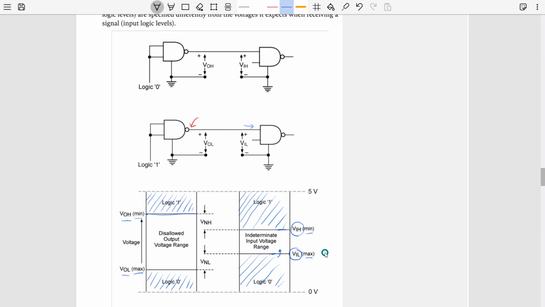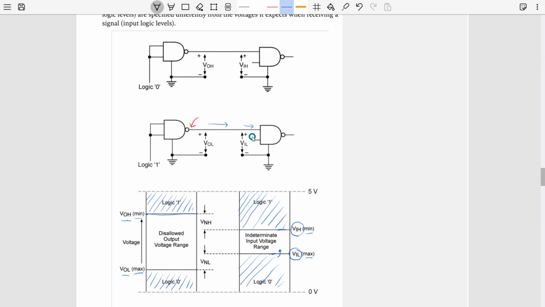Okay, so if we understand this much, the idea of logic levels, which is defined separately both for the output and input for a specific logic family, now we can talk about noise margin. This is another advantage of using this concept of logic level. So what is noise margin? The idea is whenever any signal is going from this gate to that gate, this is the most simplified version of representation. That's why just a wire here is given.